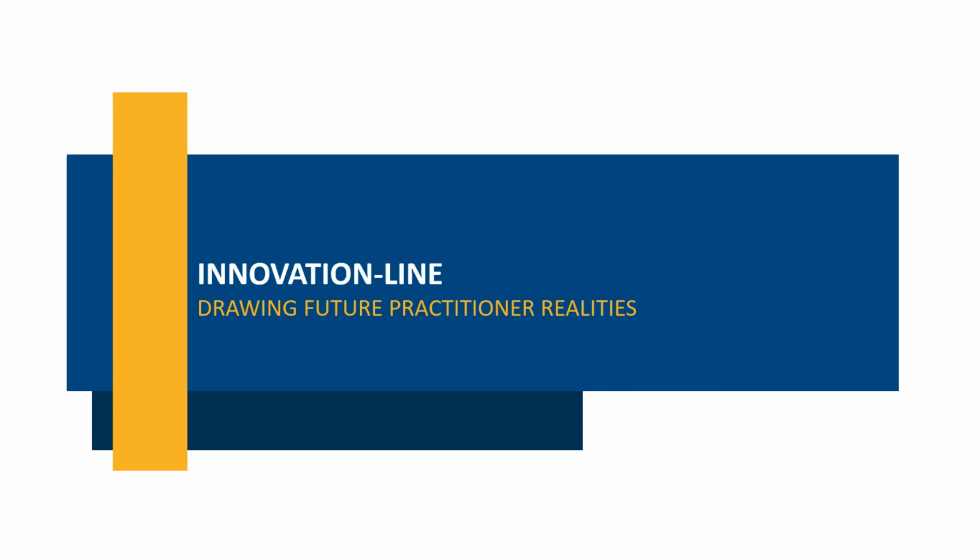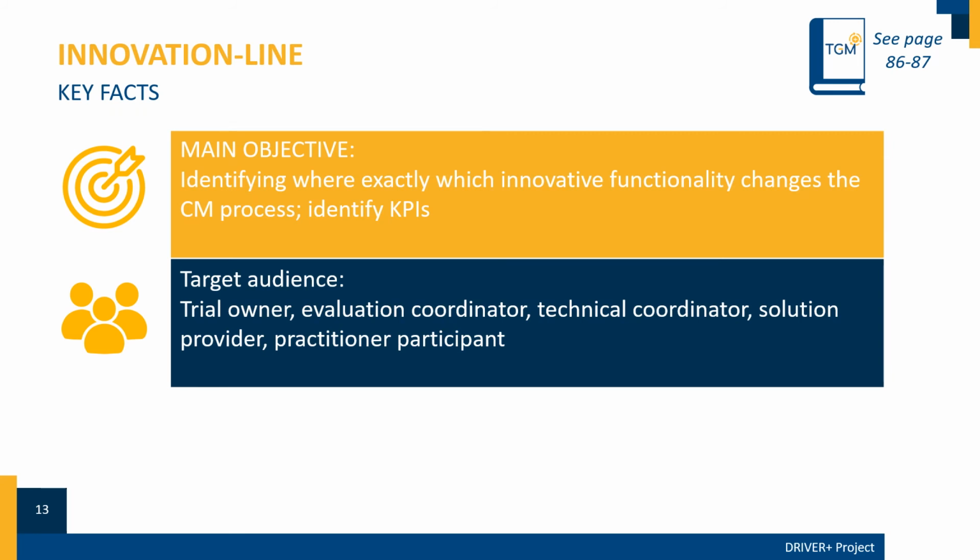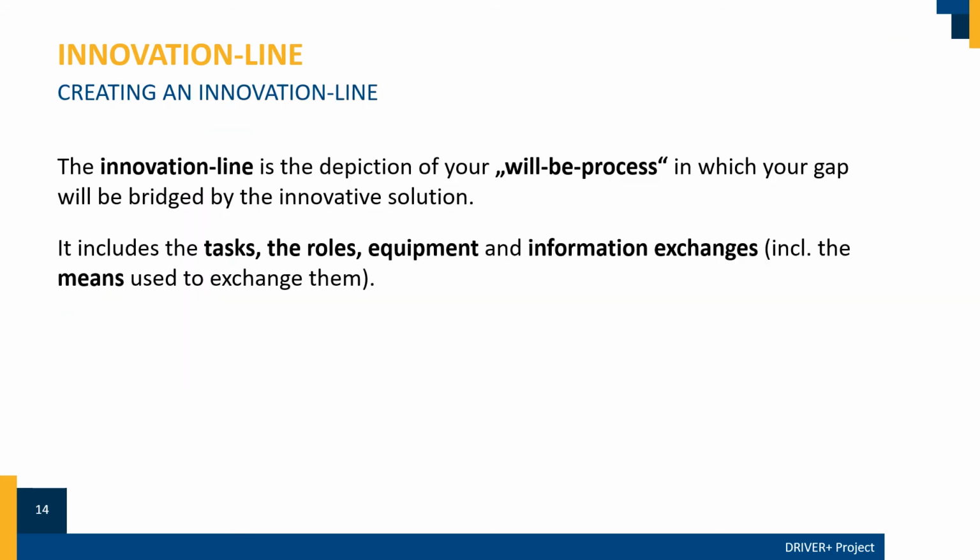To answer this question, we now come to the innovation line. Here you identify where exactly which innovative functionality changes the CM process and identify KPIs. It is targeted at the trial owner, the evaluation and technical coordinators, solution providers, and practitioners. To answer the question, how does this innovative solution change the process, you need to create an innovation line. The innovation line is the depiction of your will-be process, in which your gap will be bridged by the innovative solution. Like the baseline, it includes the tasks, the roles, equipment, and information exchanges, including the means used to exchange them.